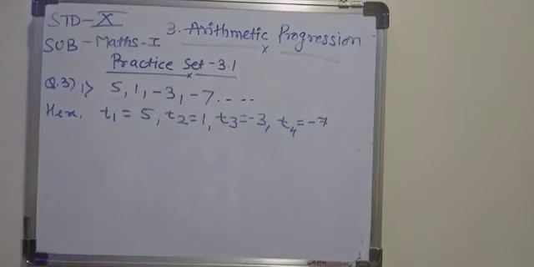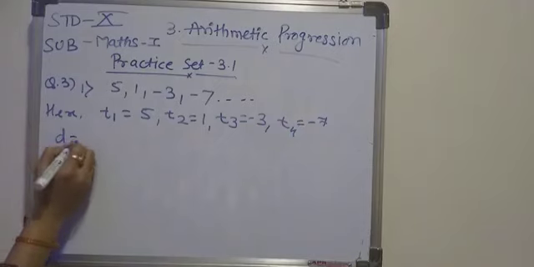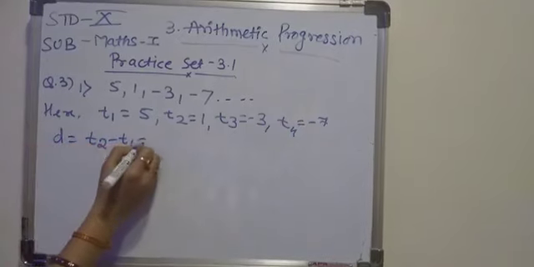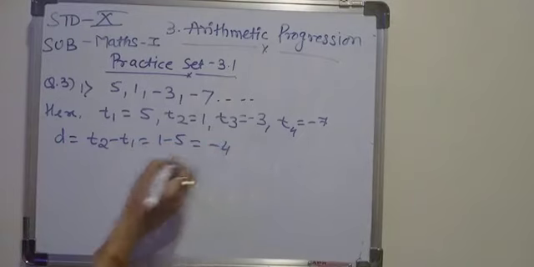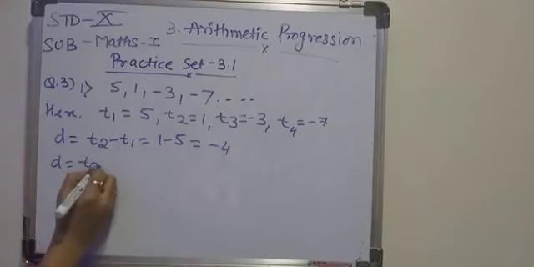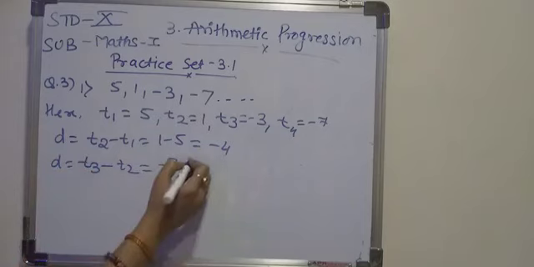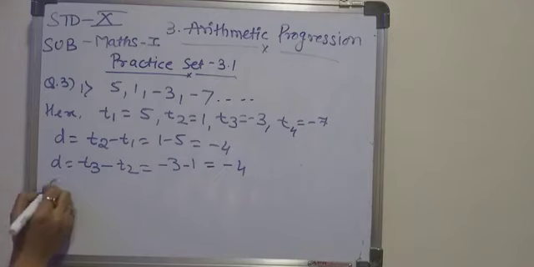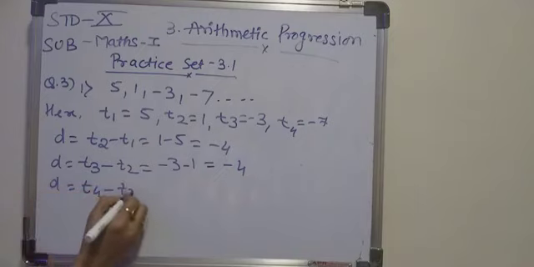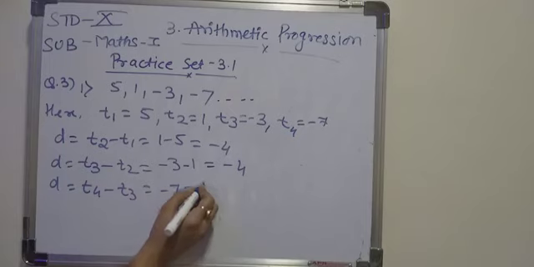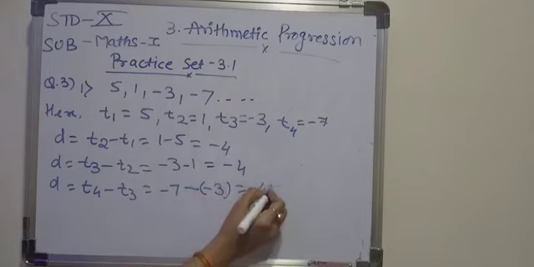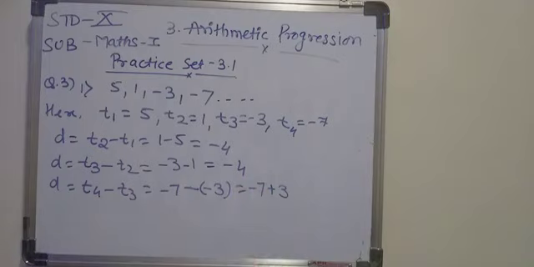Next, we have to find D. T2 minus T1 is 1 minus 5, the answer is minus 4. The next D is T3 minus T2, which is minus 3 minus 1, again minus 4. Next is T4 minus T3, which is minus 7 minus of minus 3, equal to minus 7 plus 3. The answer is minus 4.